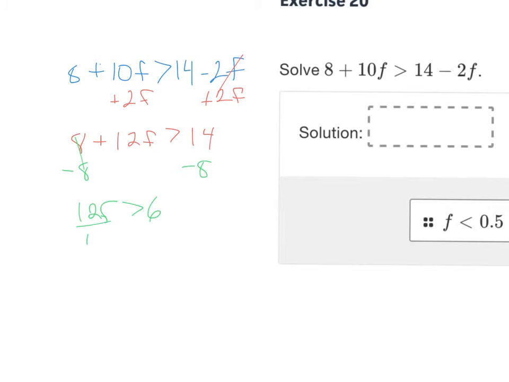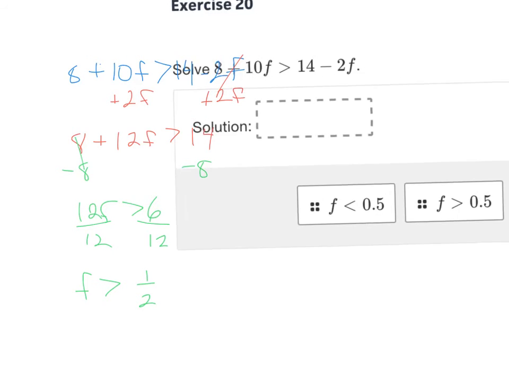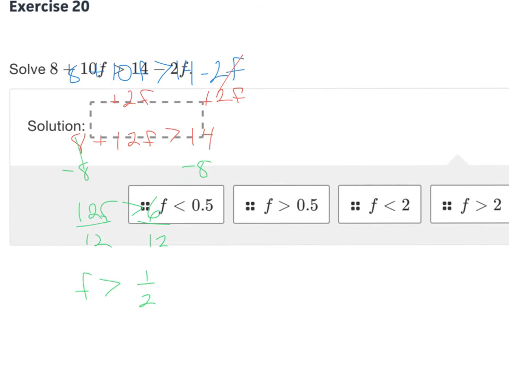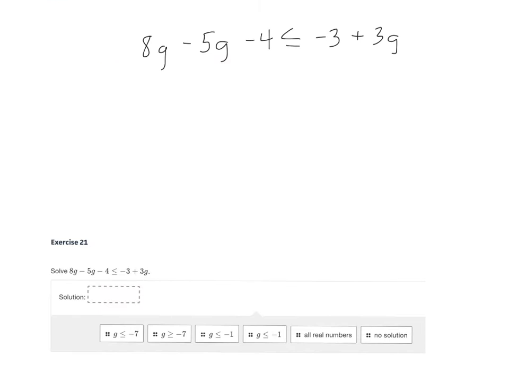So now I'm going to divide both sides by 12. I'm going to get f is greater than 1/2. Let's make sure that that's an option. F is greater than 1/2, which is 0.5. Looks like this one right here. F is greater than 0.5.